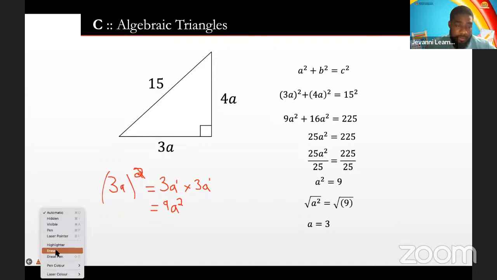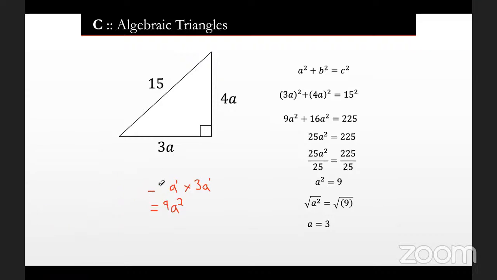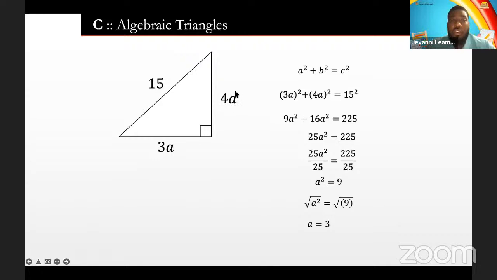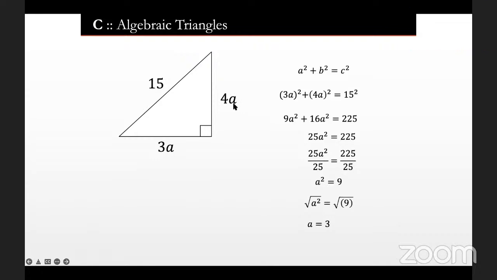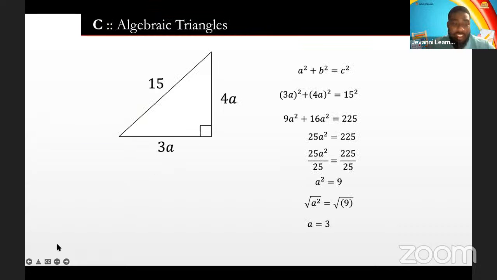Okay. David, you realize why it's not units? Because it's not the length. We just found the variable, the unknown. It makes sense.